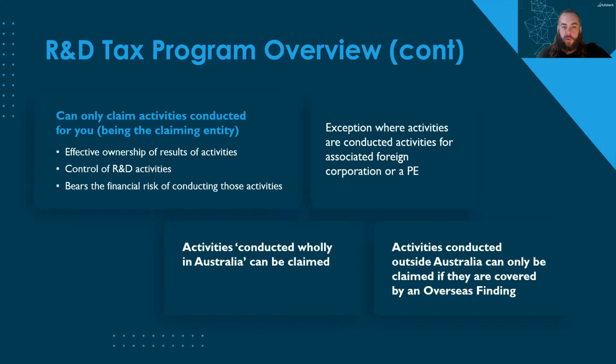The legislation refers to activities conducted wholly in Australia. That's the top line of what can be claimed. And then as we move through the presentation, you'll see the other activities that can potentially be claimed. But for all intents and purposes, in most cases, you look at the activities conducted in Australia. Activities conducted outside Australia, either partially or wholly, can only be claimed if they're covered by an advance and overseas finding.